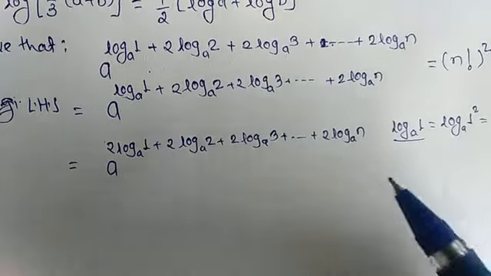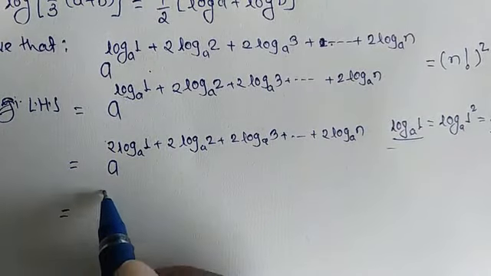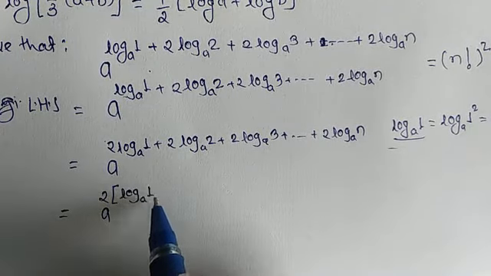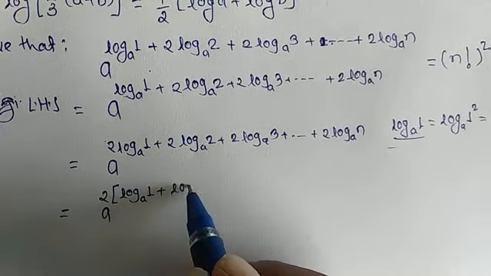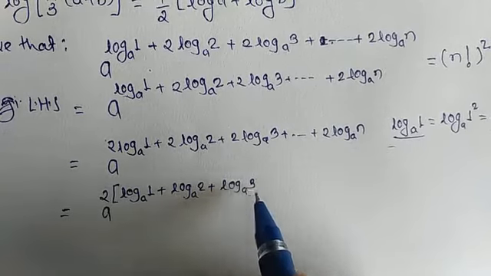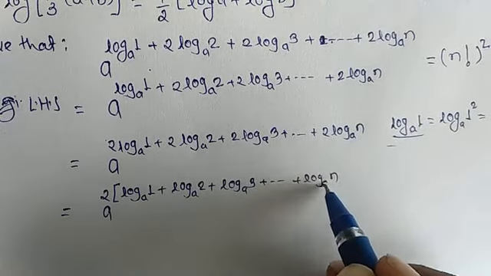Okay, now 2 is taken common out, so it can be written as 2 into bracket log of 1 to the base a plus log of 2 to the base a plus log of 3 to the base a plus so on, log of n to the base a.